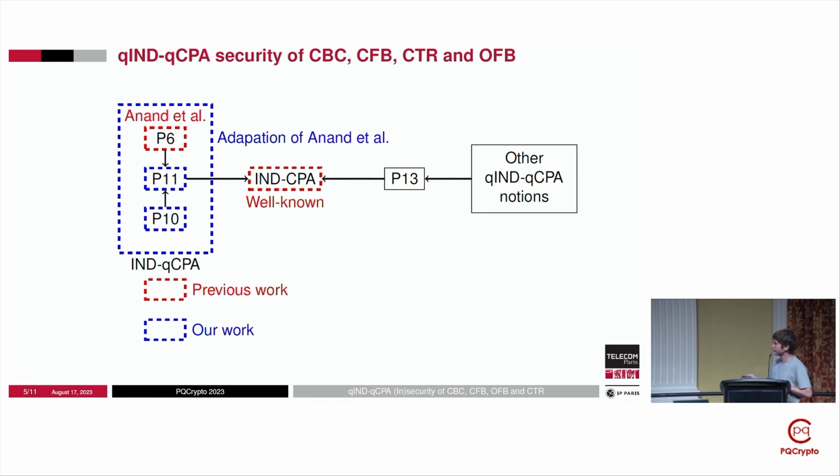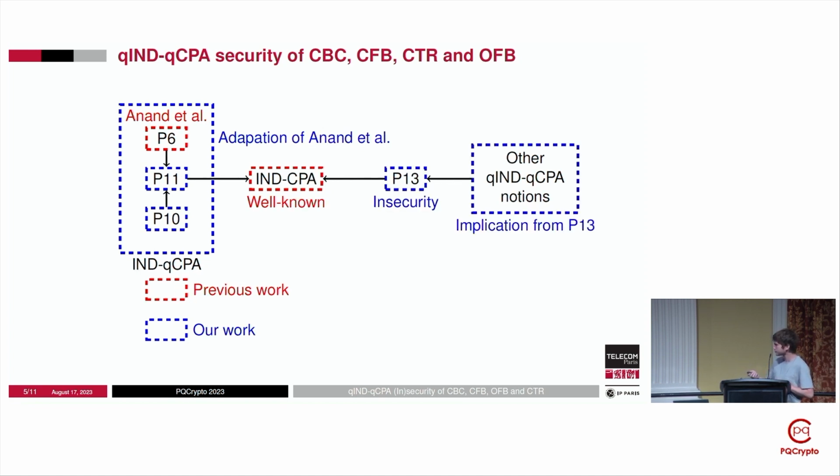And what is interesting is that all other qIND-qCPA security notions imply the P13 one. This means that if we can somehow manage to prove that all these modes of operation are insecure with respect to the P13 security notion, which is the weakest of all, then we would have proven that they will also be insecure with respect to every other qIND-qCPA security notion. So let's do just that. Let's prove, for an example, for CTR and OFB, which are stream ciphers, that they are P13 insecure.